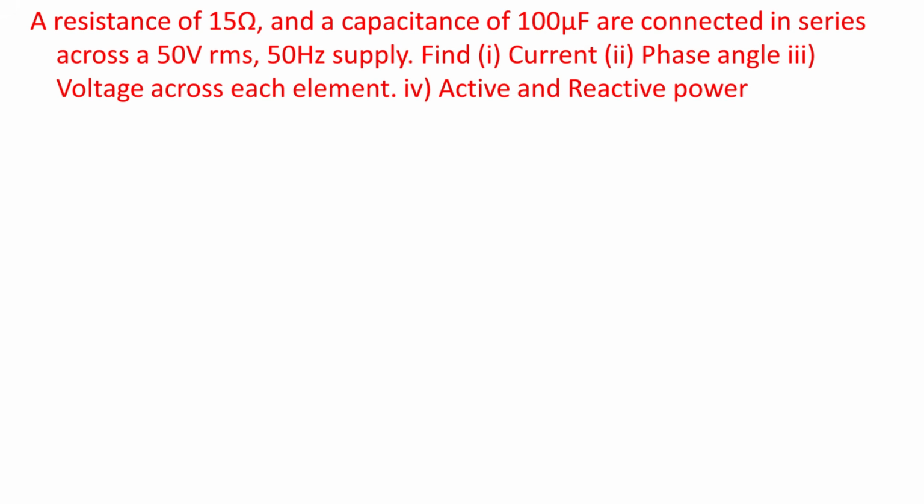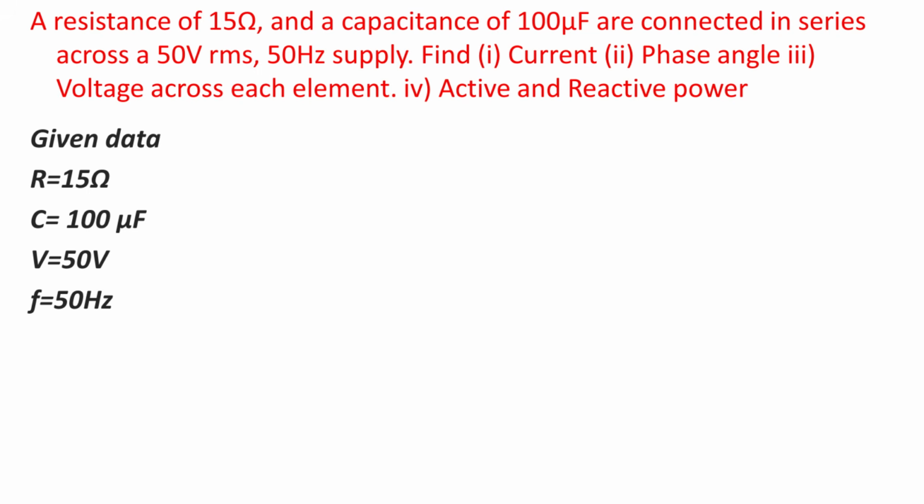A resistance of 15 ohms and a capacitance of 100 microfarad are connected in series across a 50 volts RMS, 50 Hz supply. Find current, phase angle, voltage across each element, active and reactive power. Given data: resistor R equals 15 ohms, capacitance C equals 100 microfarads, voltage is 50 volts and frequency is 50 Hz.